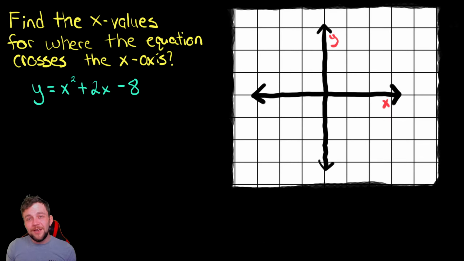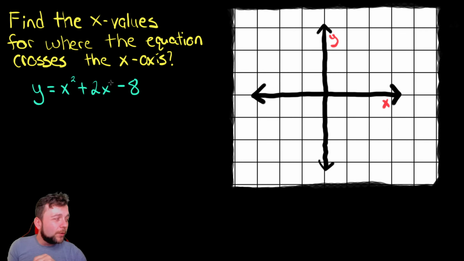So this is something we've done already. You've already gone through this. We have y equals x squared plus 2x minus 8 as our equation. And then it is find the x values for where the equation crosses the x-axis. And I say that with confidence that you've done this before because we were just factoring quadratics. It's the same deal. That's all you do: you factor this and you find your x values.